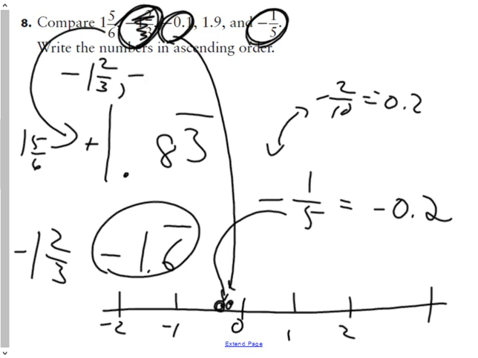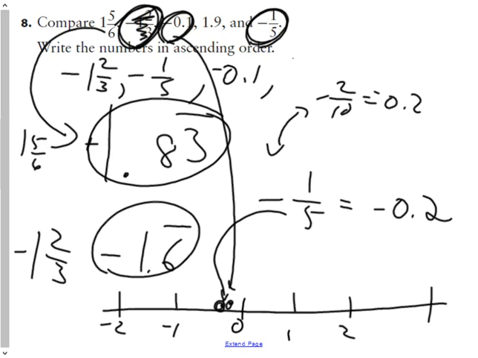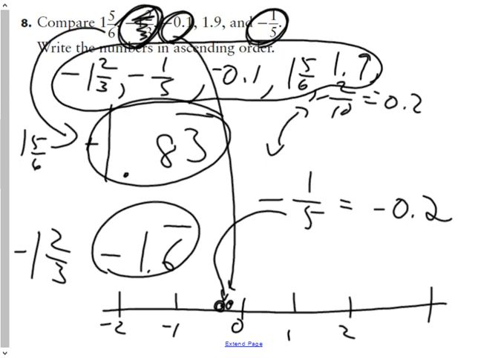So -0.2. I got a lot of stuff going on here. Is my next smallest, which is a fraction. And I don't have a very good eraser. -1/5. My next smallest would be -0.1. My last two positives, 1.9 versus 1.83. 1.83 is the next smallest, so I would put 1 5/6. And then my largest number would be 1.9. So please excuse all the clutter, but those are the order of your numbers from smallest to largest, or in ascending order.